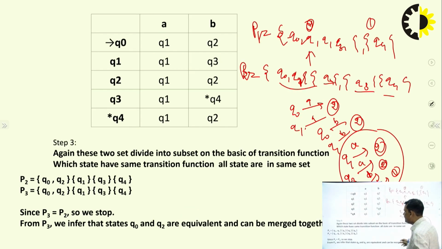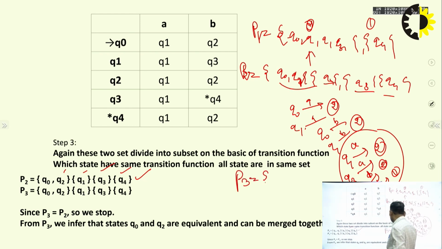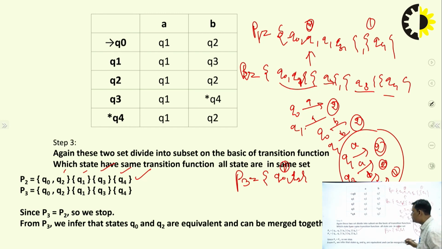P3 equals Q0, Q1, Q3 and Q4. Q0 and Q2 form set number 1, Q1 and Q3 are different sets, Q1 is one set and Q3 is another set, and Q4 is another set. First set, second set, third set and fourth set.